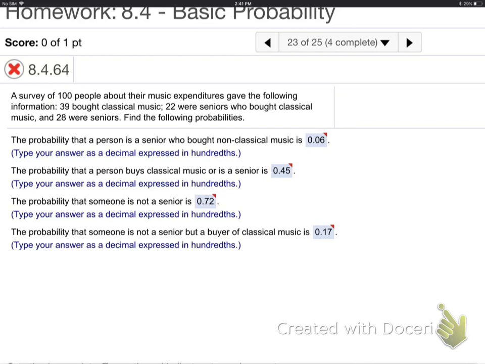Okay. 100 people were asked about their music expenditures and gave the following information. Give it a try. Let me let you do it. We'll be diving in. We've only got 3 minutes.